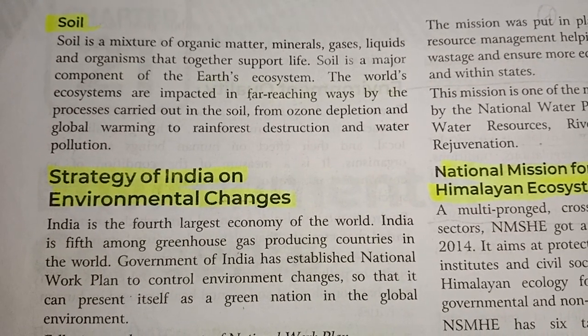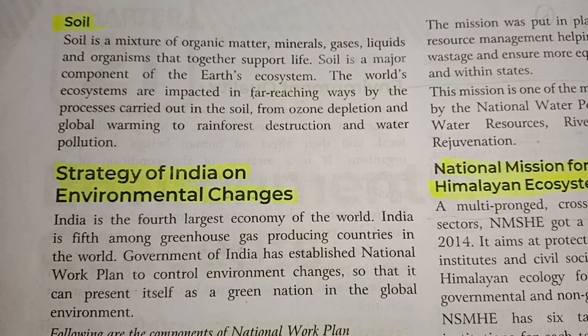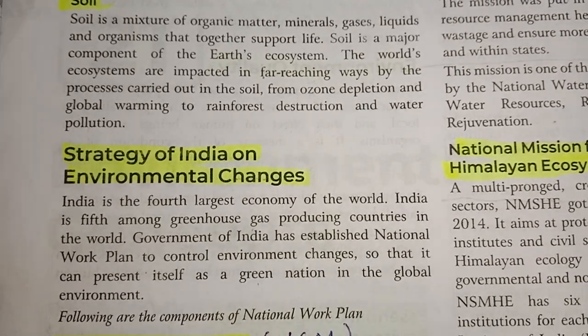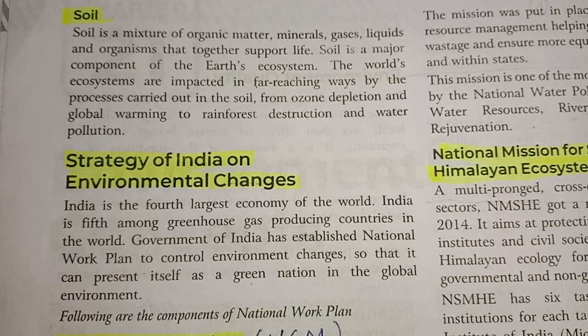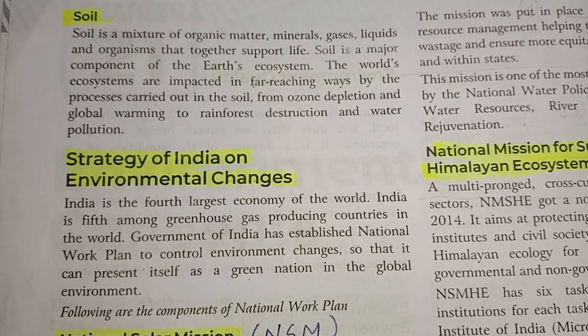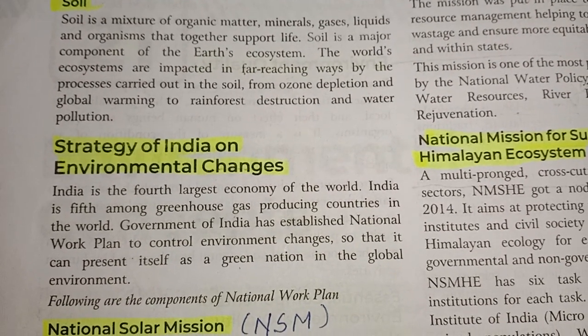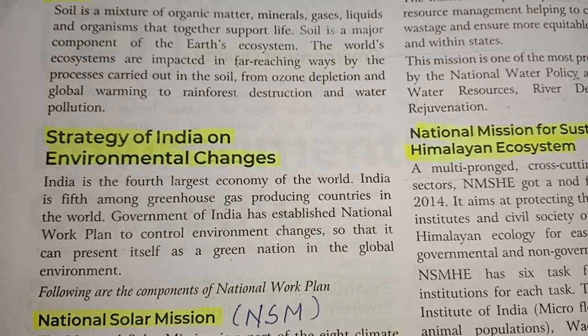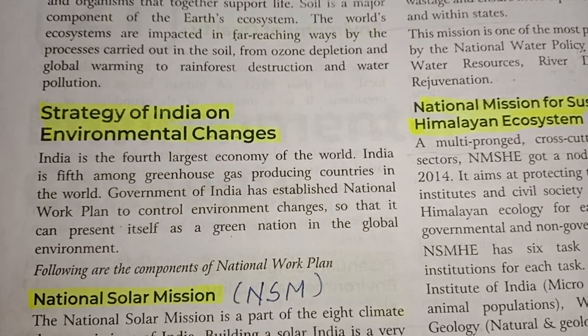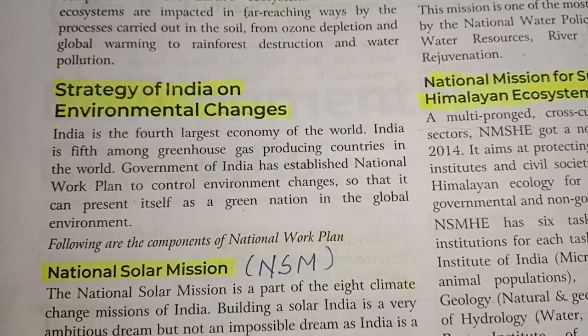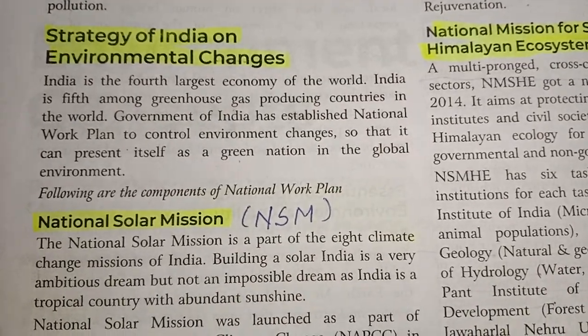Strategy of India on environmental changes. India is the fourth largest economy of the world. India is fifth among greenhouse gas producing countries in the world. The Government of India has established a national work plan to control environmental changes so that it can present itself as a green nation in the global environment. Following are the components of the national work plan.